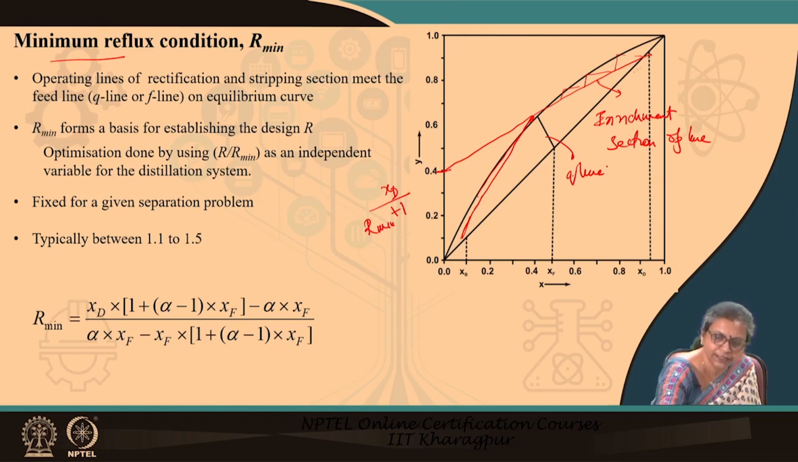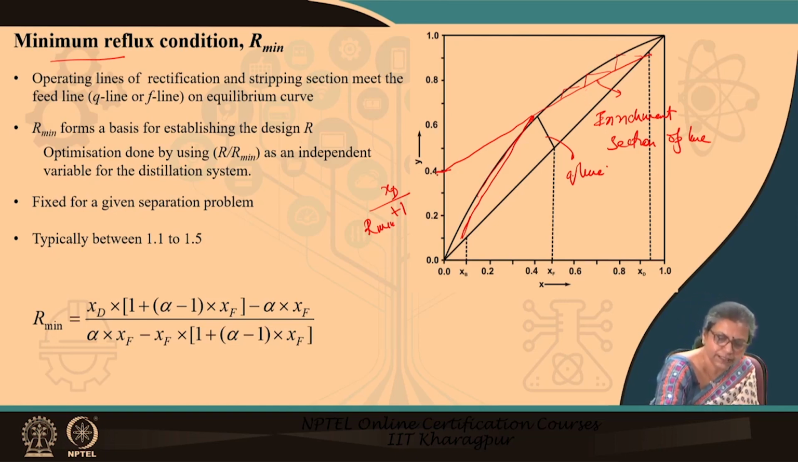So, therefore, this is the limiting operation. We cannot operate under this condition as well, but we would always like to have a reflux ratio which is higher than the R minimum, so that the operating line shifts further away from the equilibrium curve, right.